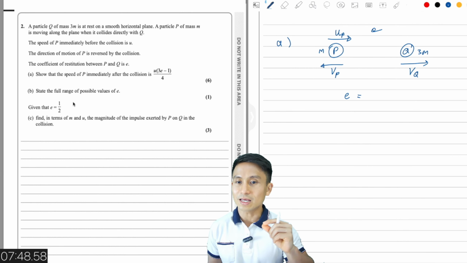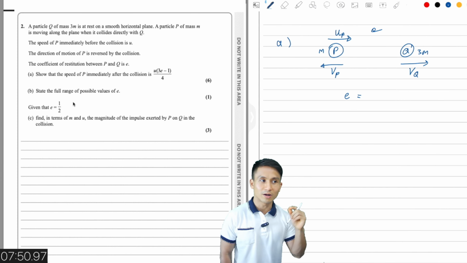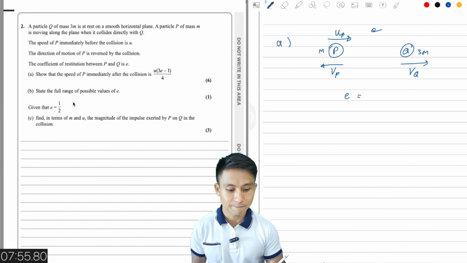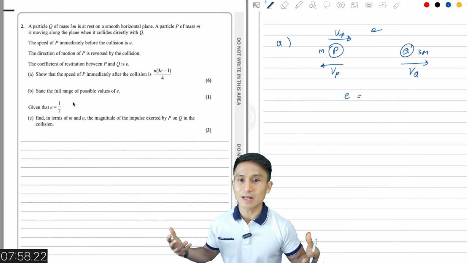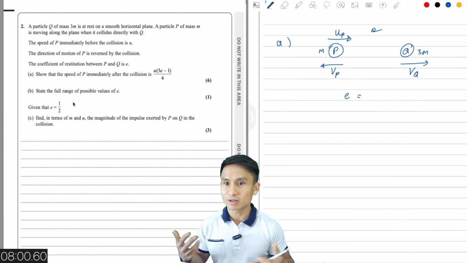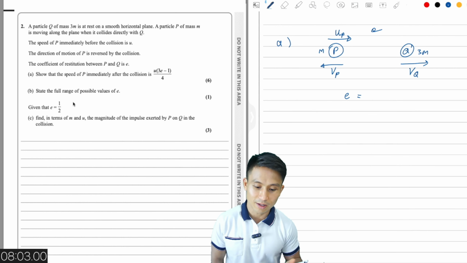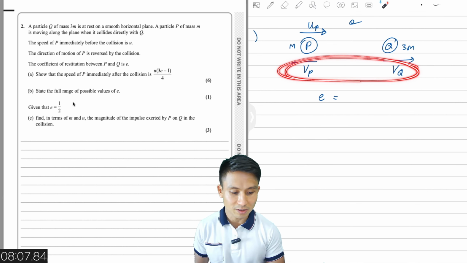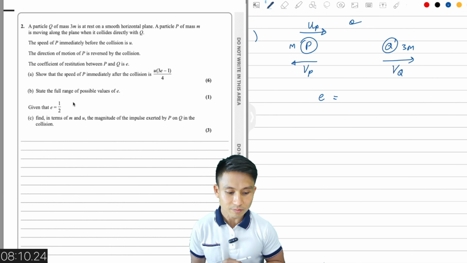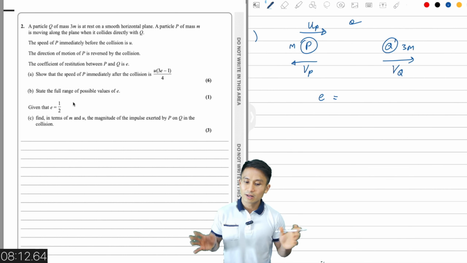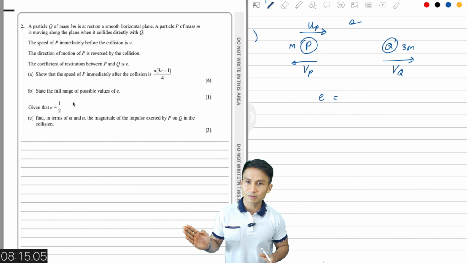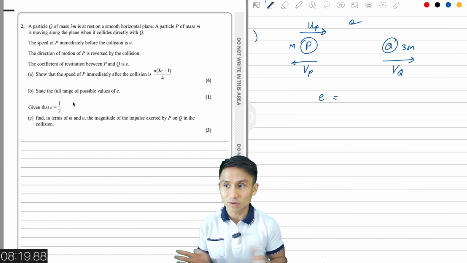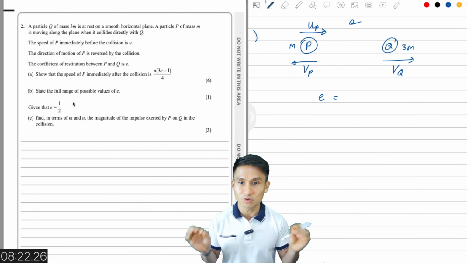So what is e? It's the relative speed of separation divided by the relative speed of approach. Because when you separate, you might lose kinetic energy, so the coefficient never gets quite to 1. The relative speed of separation would be the relative speed between these two. Because Vp is going to the left and Vq is going to the right, you have to add them. The relative speed would be Vp plus Vq in this case.